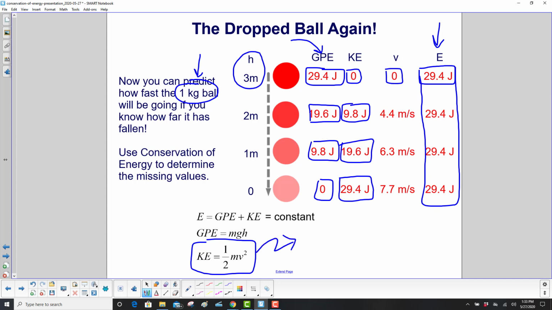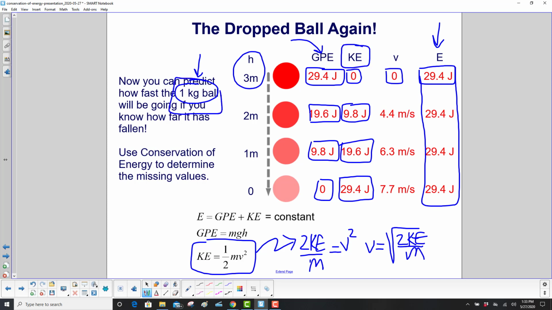So we look at this equation here, we isolate v, so multiply both sides by 2 over m. So we'll get 2 KE over m, and that's equal to v squared. So for velocity, you have to take the square root of both sides, right? Because the square root of v squared is v, and you get the square root of 2 KE over m. And what numbers do we plug in there? Well, here's our kinetic energy, and here's our mass, 1 kilogram.